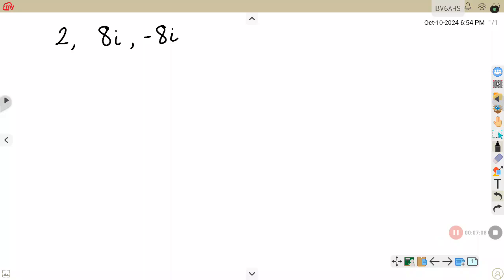All right, next problem. If 2, 8i, and negative 8i are my zeros, and we want to find what function they came from, we're going to do just like the last one. We're going to turn our zeros into factors. So if 2 is the 0, it came from x minus 2. If 8i is your 0, it came from x minus 8i. And if negative 8i is your 0, it came from x plus 8i.